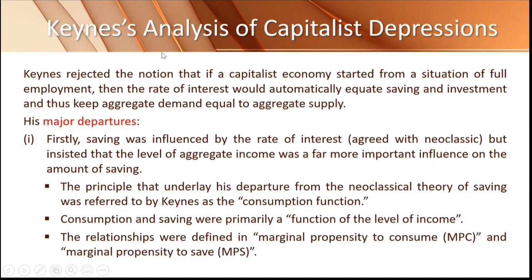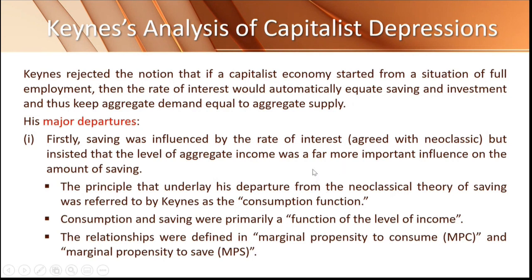But Keynes claimed that his major departure is, firstly, saving was influenced by the rate of interest, right? He agreed with the neoclassical, but at the same time, he insisted that the level of aggregate income was a far more important influence on the amount of saving. Or in other words, your saving does not only depend on the interest rate, more importantly it depends on your income. If you have less income, then you will not be saving that much, even though the interest rate gives you a lot, right?